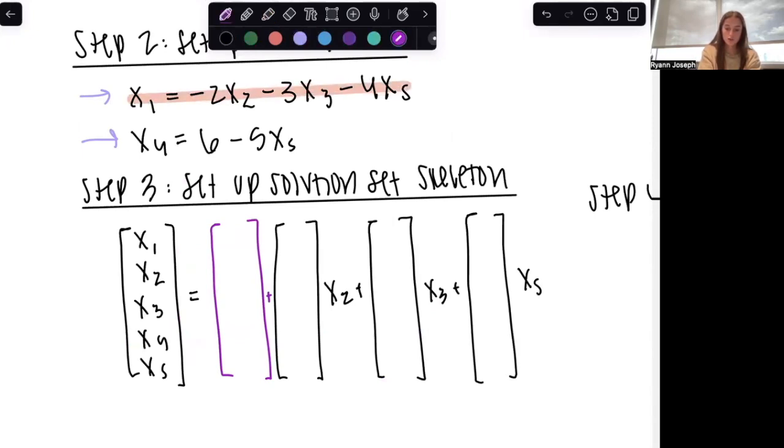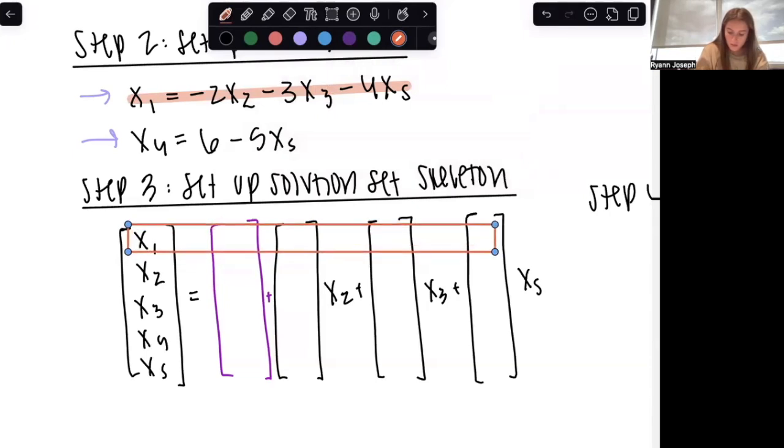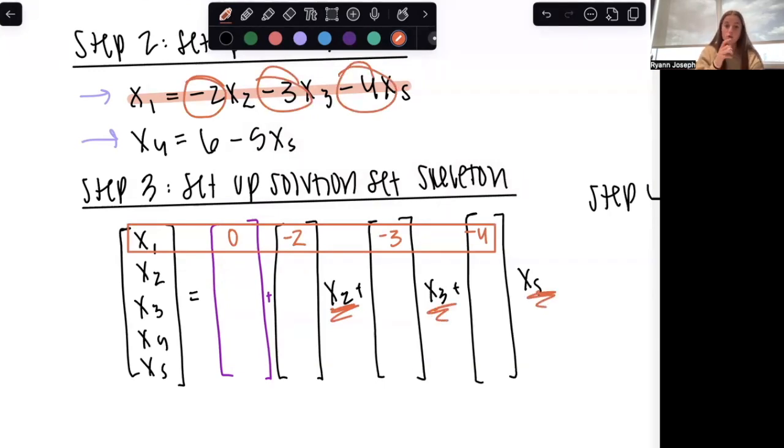So x1, looking at the row of x1, there's no scalar, so this is going to be a 0. This is going to be negative 2, negative 3, negative 4. So the coefficient for x2 is negative 2, the coefficient for x3 is negative 3, the coefficient for x5 is negative 4. And that's what I'm going to put in row-wise.